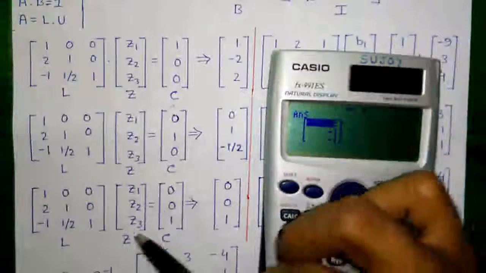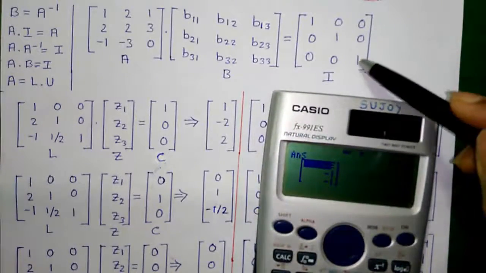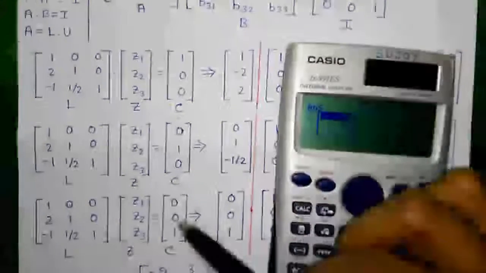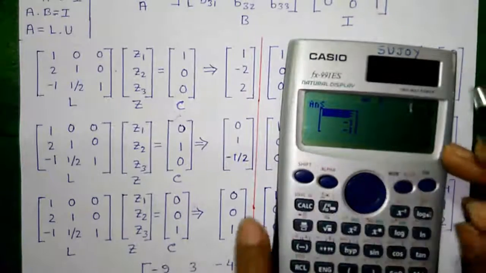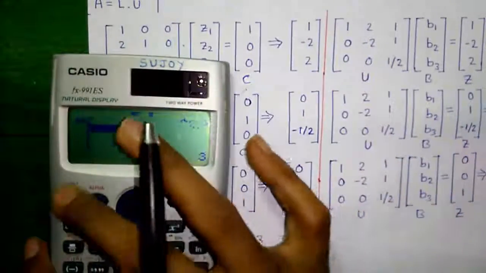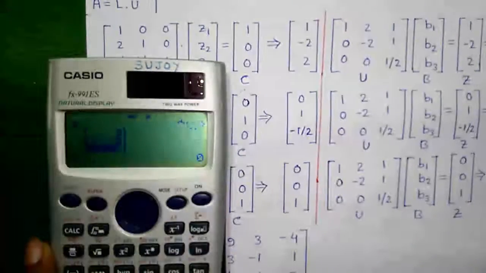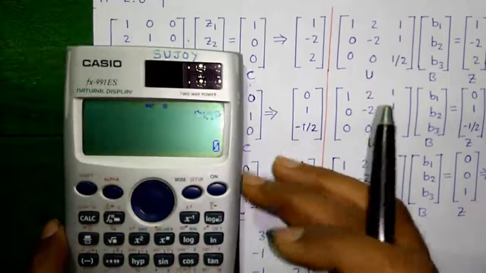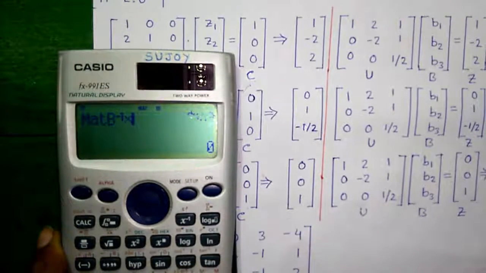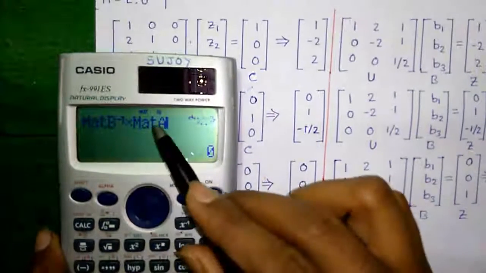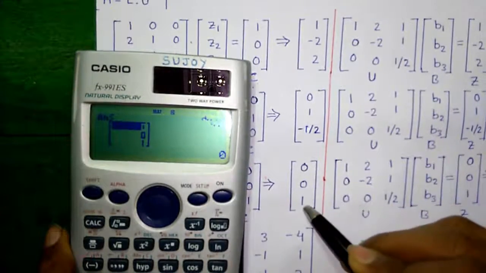Finally I will do L into Z equals matrix C, where C will be the third column of matrix I, that is 0 0 1. Or I can write L inverse into C to get matrix Z. I will enter matrix C again as matrix A on this calculator, 0 0 1. So I will do shift 4, 4 for matrix B, inverse into shift 4, 3 for matrix A. I am doing L inverse into C, press equals to, that is 0 0 1, our matrix Z.